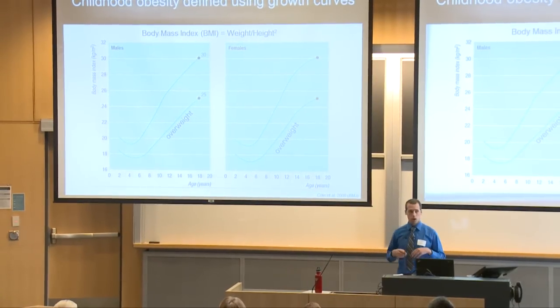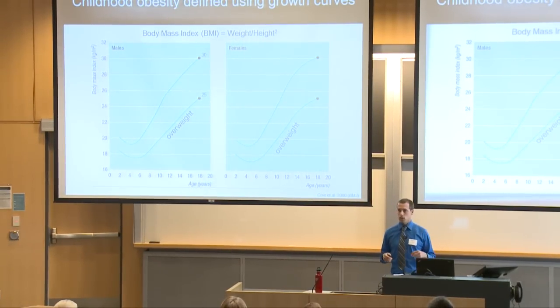And so all we do to determine if a child is overweight is we just take their BMI, we plot it at their age on this graph, and if they fall above this line, they're considered overweight. It's as simple as that. If they're below this line, they're considered normal weight. That's all there is to it. It's simple to the point of being simplistic, probably overly so, but that's how it's done right now.